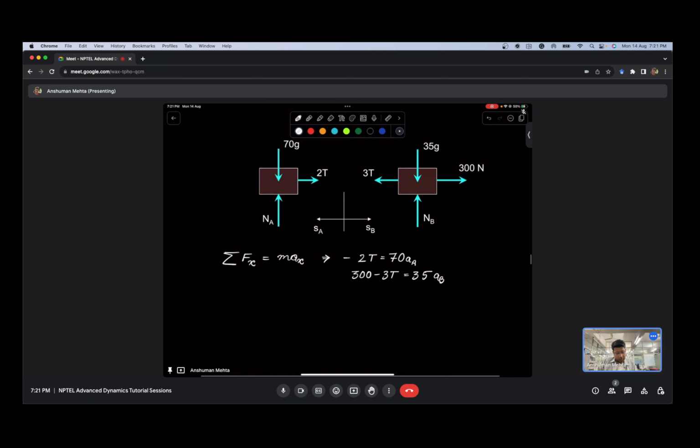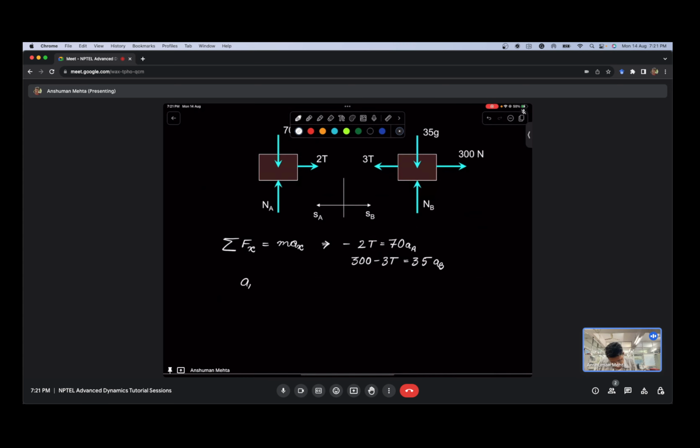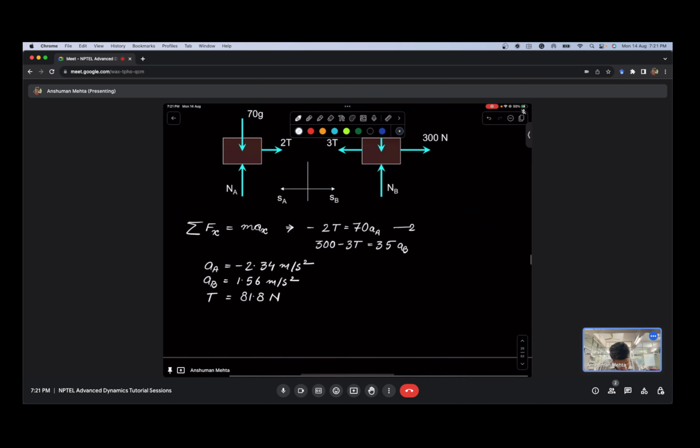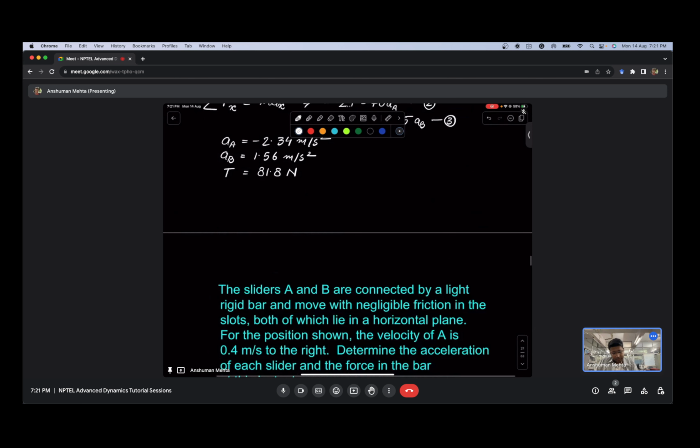so these are the two equations, and from this A can be found out as minus 2.34 meter per second square. B can be found out as 1.56 meter per second square, and T can be found out as 81.8 Newton. Okay, using three equations. So this is the first equation, then this is the second equation, this is the third equation. Three equations, three variables.